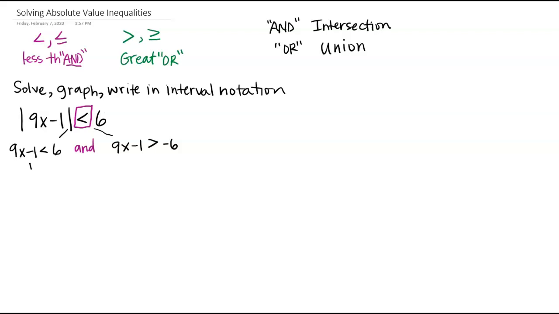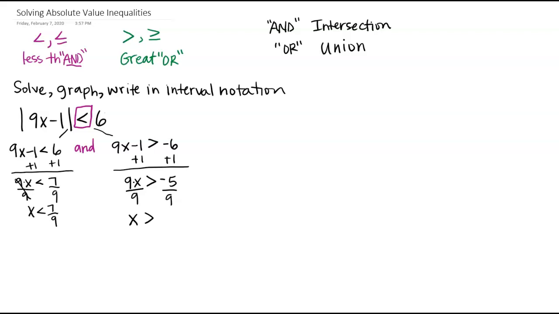So let's start by adding 1 over, because we're trying to isolate x. That gives me 9x is less than 7. And then it's connected by multiplication, so let's divide both sides by 9. So x is less than 7/9. And then on this one, we've got to add 1 over. When we do that, we're left with 9x on the left side and negative 5 on the right side, and it's connected by multiplication, so let's divide both sides by 9. So x is greater than negative 5/9.